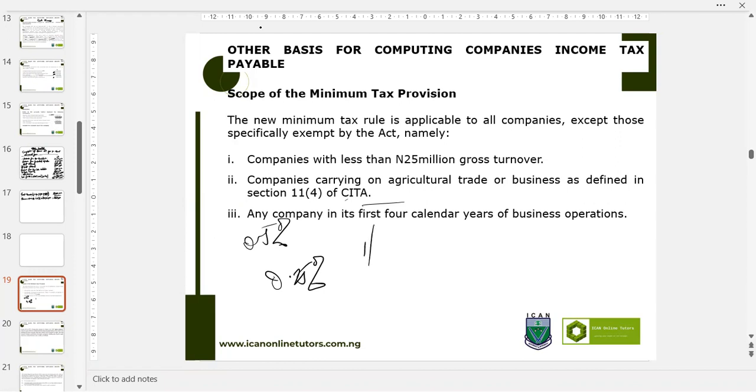But this reduction is just for 2 years of assessment, between 1st of January 2020 up to 31st December 2022.